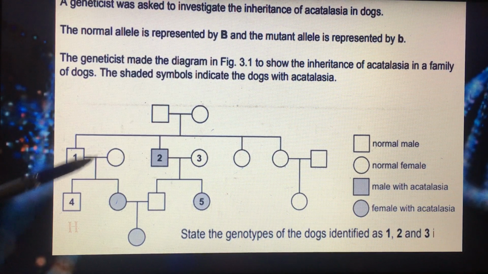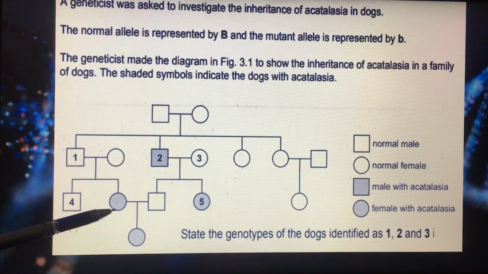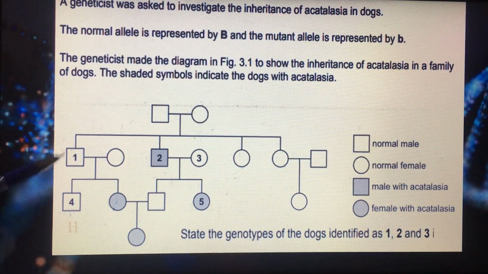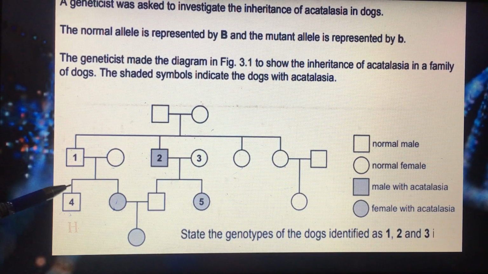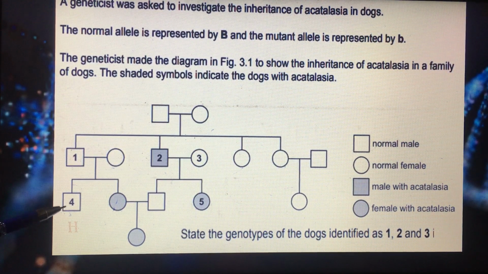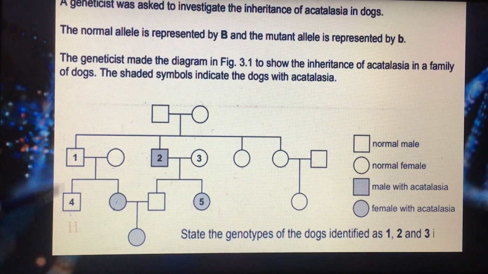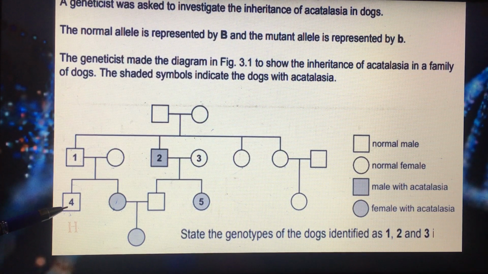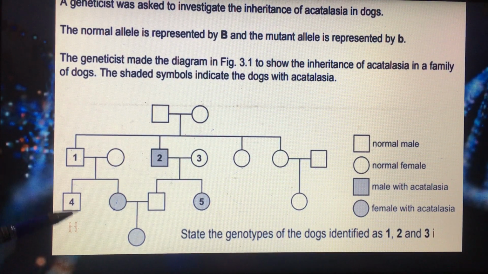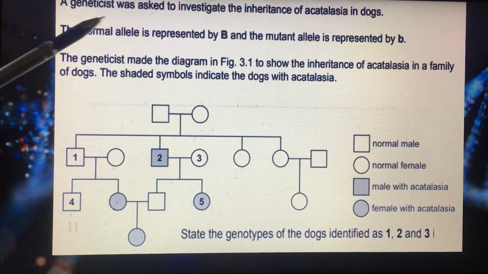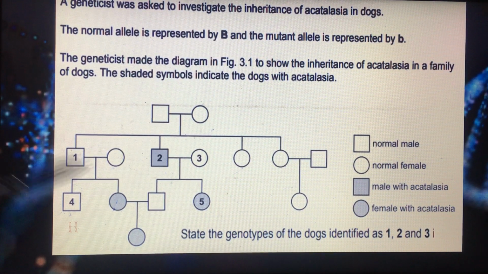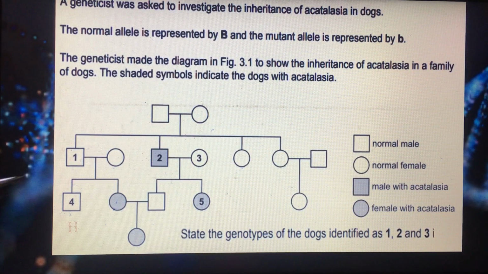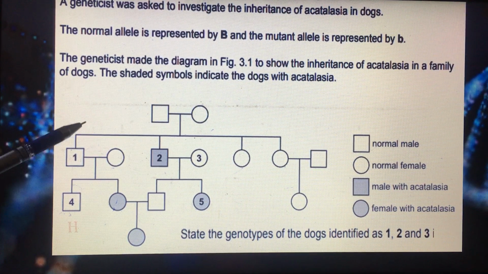When they fuse the gametes together, one of the possibilities will be B small, B small. And the second one, because here we have B capital, B small, B capital, B small, the mixed gametes, B capital and B small, they will produce number 4, which is B capital, B small. So B capital, B small means the normal allele is represented, so here without acatalasia. Okay? So 1, B capital, B small, also 4, B capital, B small.